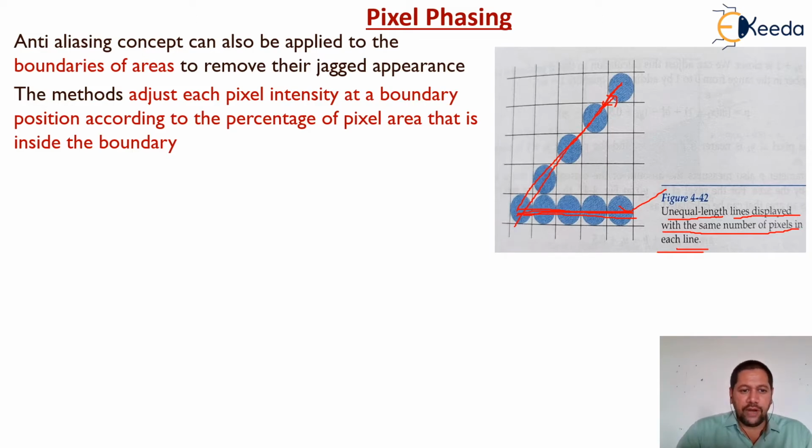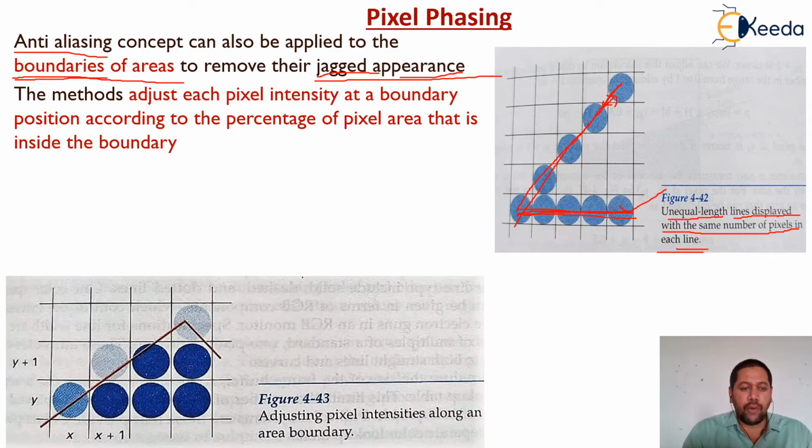Okay, let us look at one more example of this. To complete our anti-aliasing discussion, the anti-aliasing concept can also be applied to the boundaries of areas. We are going to apply it at the boundaries of the areas to remove their jagged appearance. I want to remove the jagged lines, the jagged appearance. So I am going to apply the method at the boundary area.